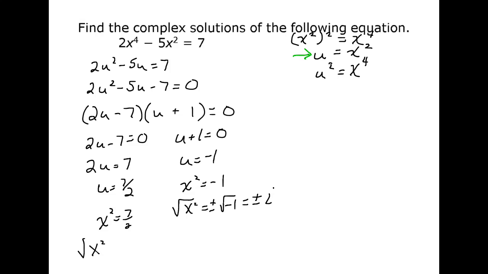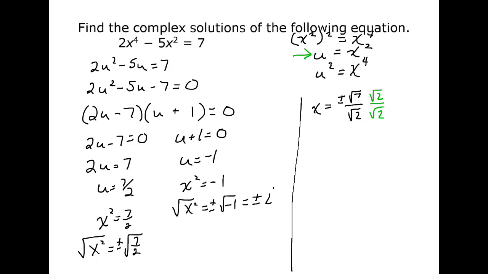And over here we have plus or minus the square root of 7 halves. So let's go ahead and rationalize the denominator. So we'll have plus or minus the square root of 7 over the square root of 2. And we'll multiply the numerator and denominator by the square root of 2. So x is plus or minus the square root of 14 over 2. So 4 answers.